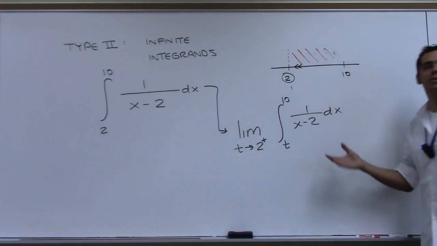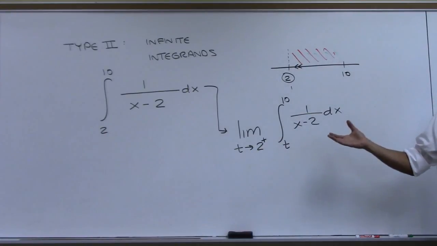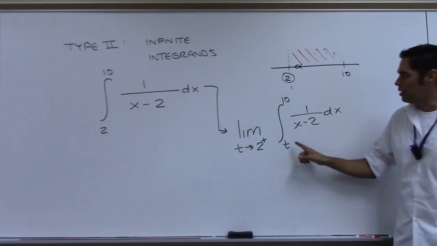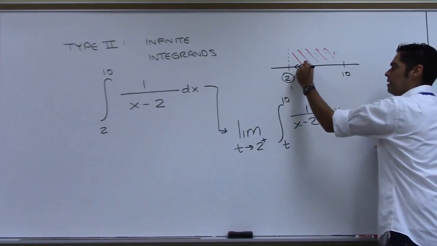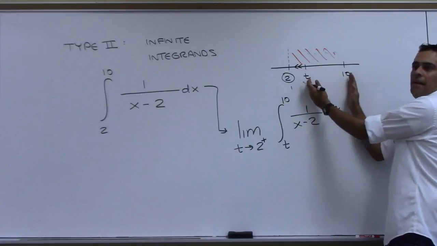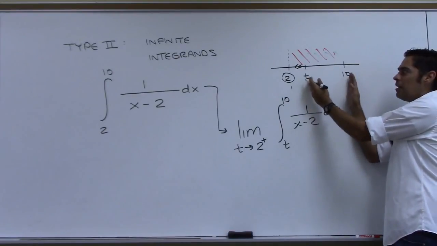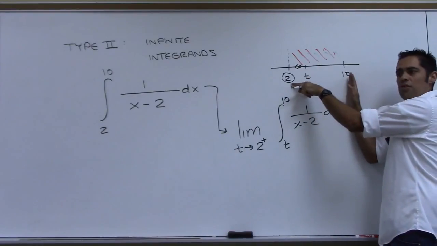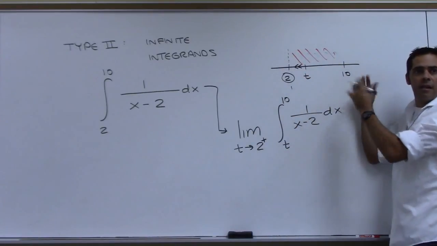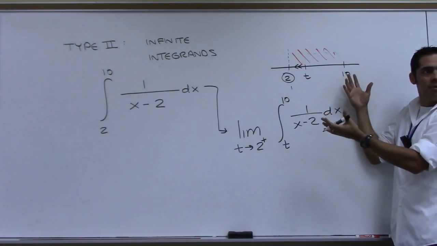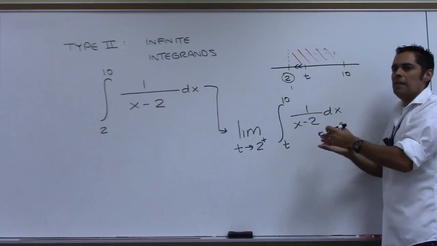I mean, tell me if you understand. Do you agree with what's happening here? We are saying, look, I'm going to find the area between t and 10. And then I'm going to let that t get closer to 2 from the right side. And that will give me the area that I'm looking for, without actually ever having to be t is 2.